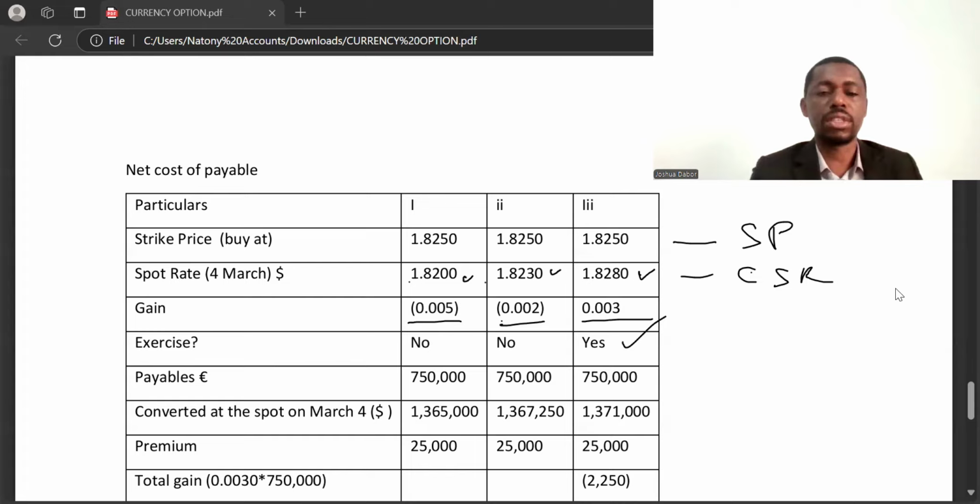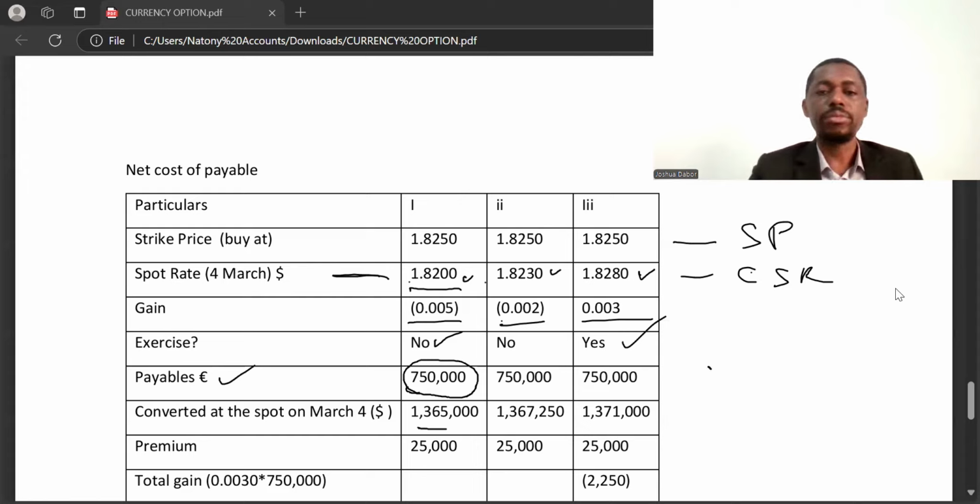So in this scenario, at 1.8200, the company will allow the contract to lapse, and the company will just go straight to the bank and make payment to the supplier. If that is the case, the company is expecting to pay this amount in what? In euro. And closing spot rate is 1.8200. So how much will the company be paying to the supplier? This is what the company will be paying to the supplier.